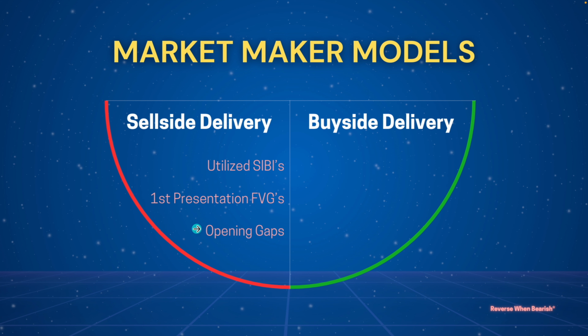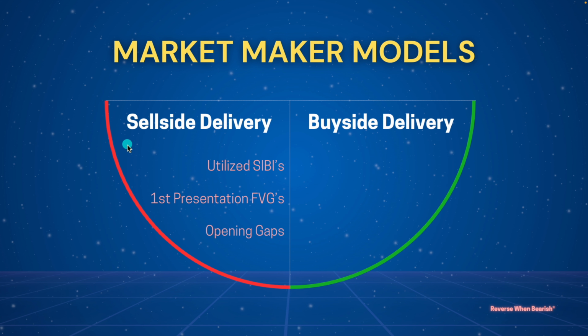The third thing we're going to be looking for on the left side of the curve are opening gaps. This is going to be a new week opening gap or a new day opening gap. Not everything will be applicable for every fractal of price that we are operating within, but looking for these things helps us understand their significance if and when they are apparent in whatever fractal of price we're operating within.